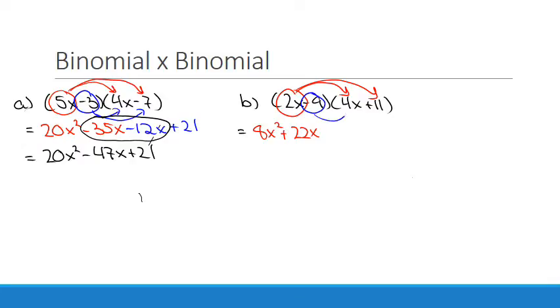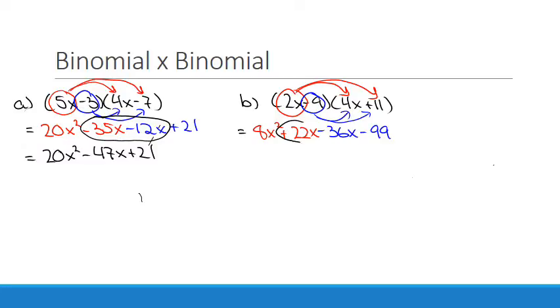Now we take our second term, distribute it through. That's a negative 9 times 4x, so negative 9 times 4 is negative 36. And again, there's an x there, but it has nothing to be multiplied with, so it remains unchanged. And then negative 9 times positive 11, negative 99.